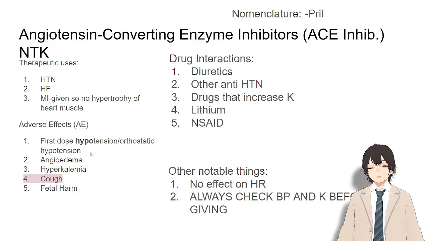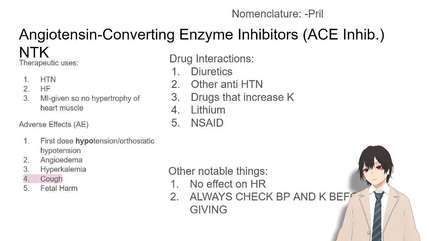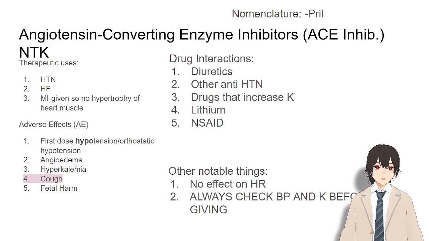Okay, so if you can only remember three, I would remember the low BP, the cough, and the hyperkalemia. Angioedema, maybe, but I don't really get tested on that much. Some notable things is that it doesn't have an effect on heart rate, and you always want to check the blood pressure and potassium before giving it, okay? Because of the dangers of the low blood pressure and the hyperkalemia. You don't want to bottom them out, and you don't want to send your patient into a dysrhythmia, okay?